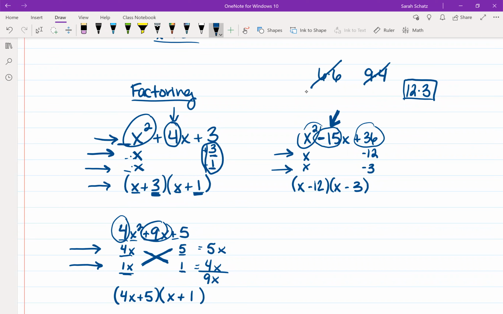So you guys, the point is the 4x and the 5 and the x and the 1, those are the correct numbers. But if you had them in the wrong order and ended up with 4x plus 1 and x plus 5, if you FOILed this out, you would not get the term we started with. So it's the wrong factoring.